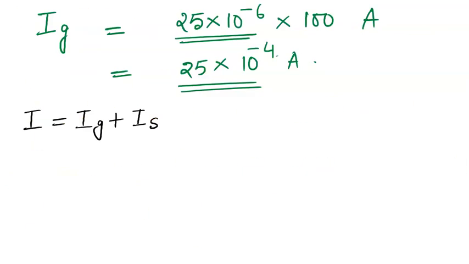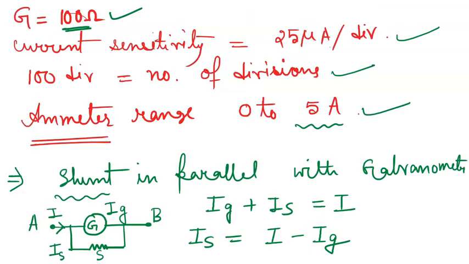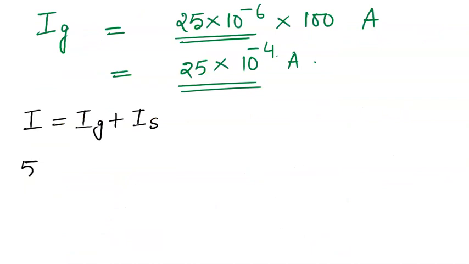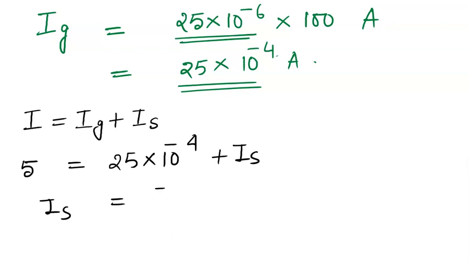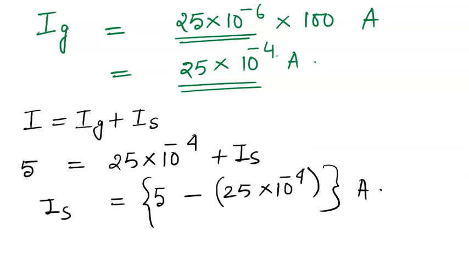Now the total current will be I, and the ammeter range is 0 to 5 ampere. So the source current or the total current should be 5 ampere. And Ig we got as 25 into 10 to the power minus 4. So from here we can find Is easily. Is is equal to 5 minus 25 into 10 to the power minus 4 ampere. So now we got the current.